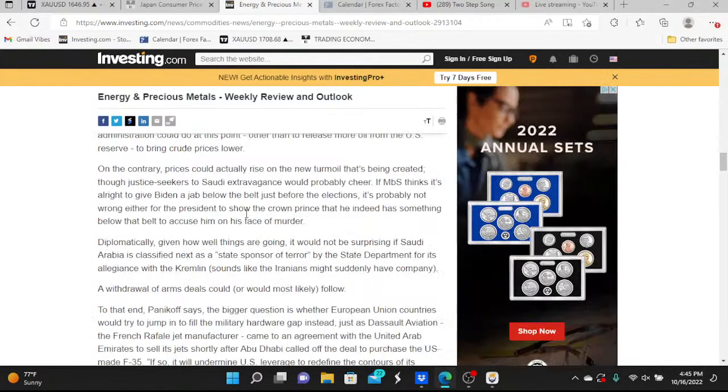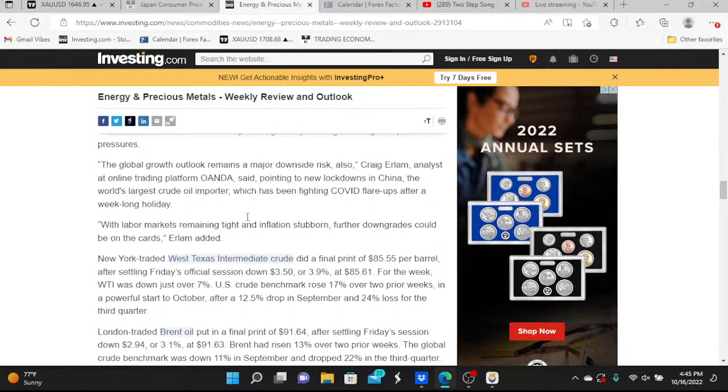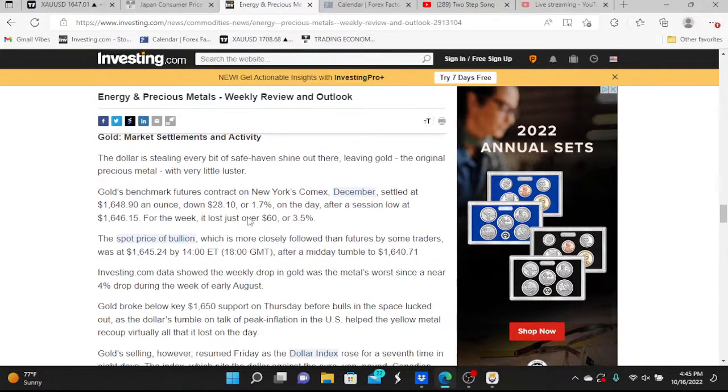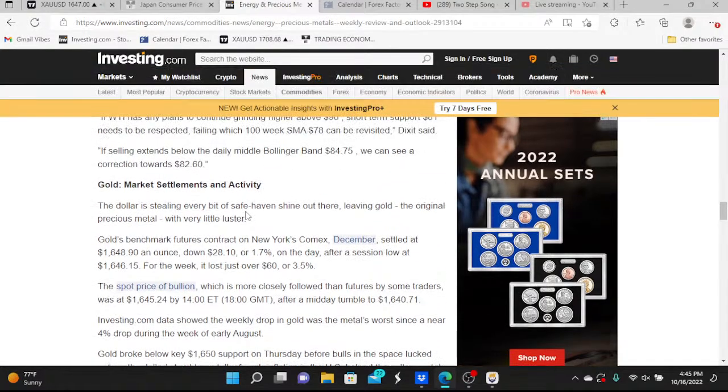So there's a lot of writing in here. Let's talk about gold market settlements and activity. The dollar is stealing every bit of safe haven shine out there, leaving gold, the original precious metal, with very little luster. Interesting. Spot bullion, which is more closely watched, was at 1645 after a midday tumble to 1640. So if we come here, it's currently at 1646.